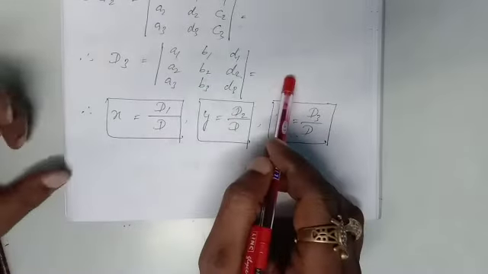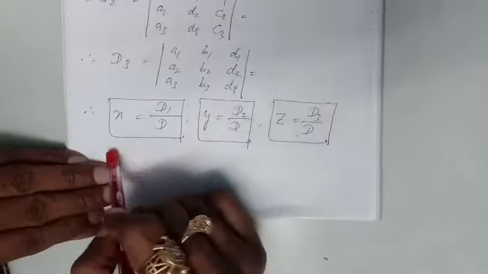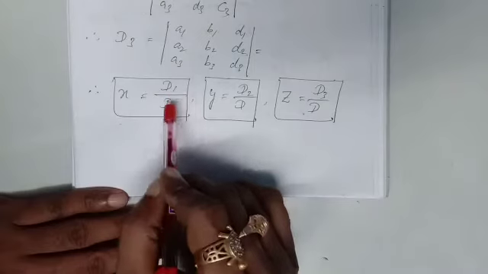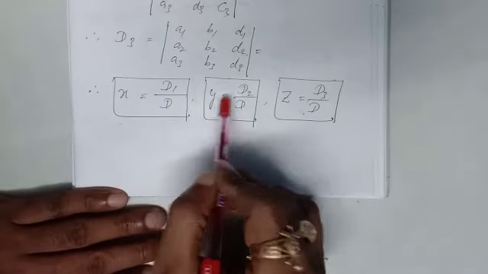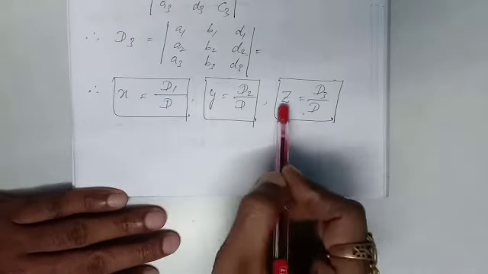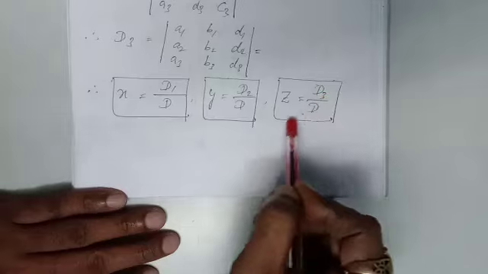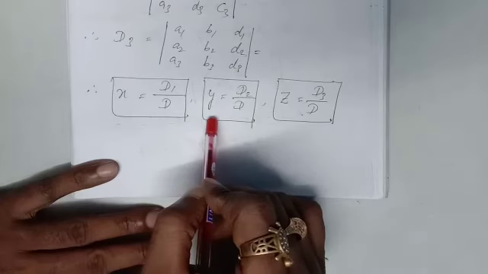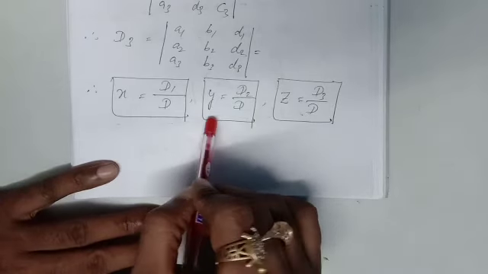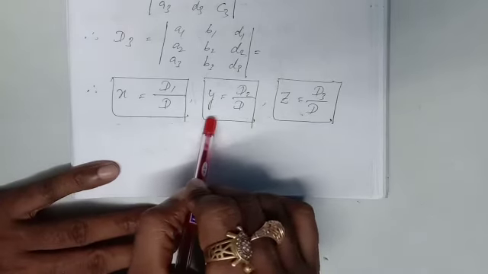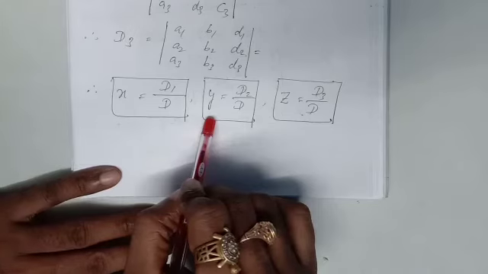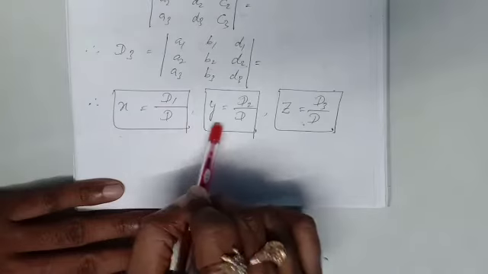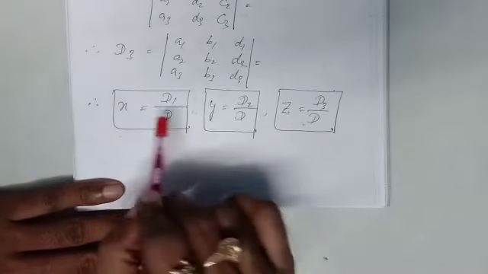After finding D, D1, D2, D3, what is the formula for x? x is equal to D1 by D, y is equal to D2 by D, and z is equal to D3 by D. In this way, Cramer's rule is applied to solve equations of two variables and three variables using determinants. Okay, the rule is called Cramer's rule. With the help of determinants we can find the values of x, y and z for three variables, and only x and y for two variables.